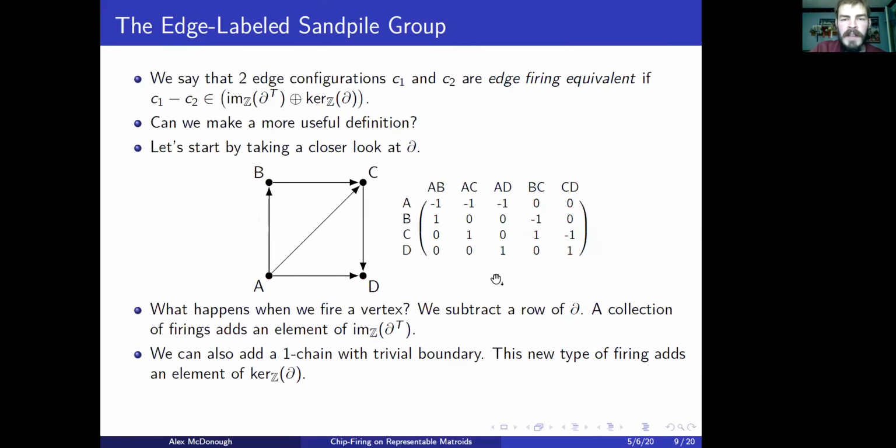And it follows that we can come up with a better definition, or at least more helpful in our future case, of edge firing equivalence by saying that 2 edge configurations are edge firing equivalent if their difference is in the direct sum of the image of del transpose plus the kernel of del. And I didn't completely prove this, but hopefully it's believable that these are kind of the only 2 types of firings that we can do. Any questions?